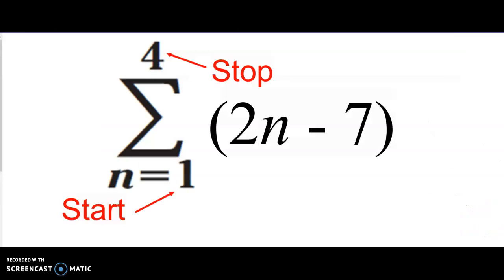So let's look at it. Again, the number down here tells you what number to start with. Most of them start with 1, but not all of them, and you don't have to. And this one is going to stop with 4. So you would plug it in. 2 times 1 minus 7, 2 times 2 minus 7, 2 times 3 minus 7, and 2 times 4 minus 7. Get your answer for each one of those problems, then add up all of your answers.